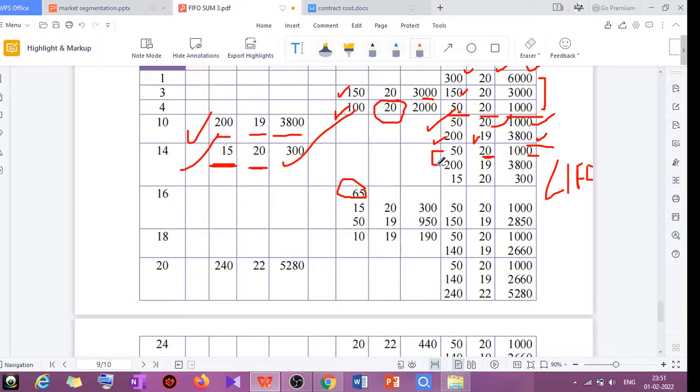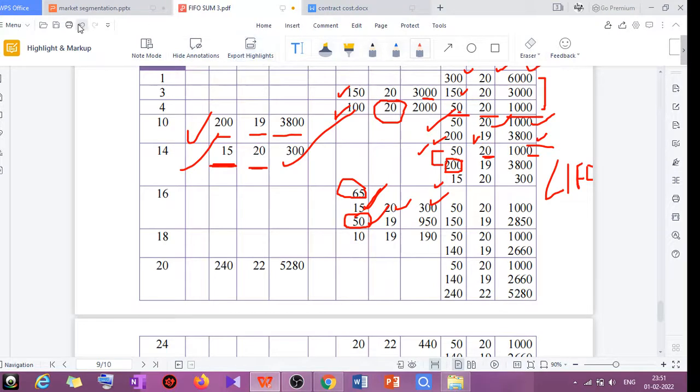So in this case, what is the last lot? 15, right? First we have to give 15 at the rate of 20, it will be 300. Got it? LIFO means last in, first out. For FIFO, from the beginning, whatever you received at the beginning, that we have to give. Under LIFO, from the last. Got it? So out of 65, 15 we have given. Still how much is pending? 50, right? So that will be given from the previous lot. That is, out of 200 we will be giving 50. Is that clear to you?